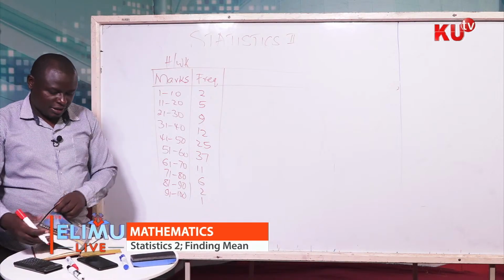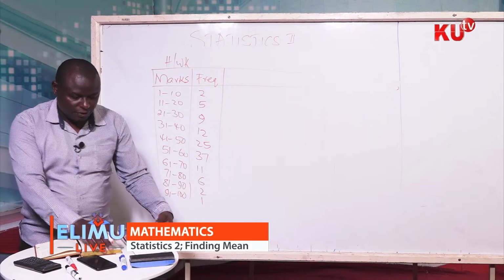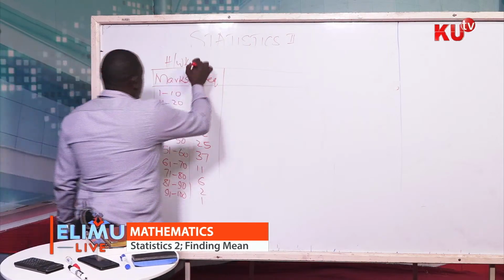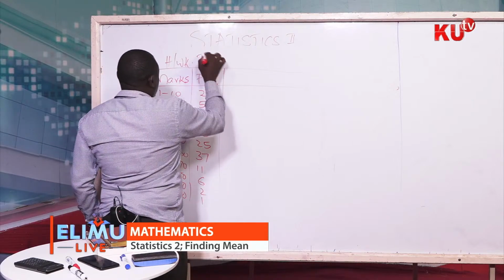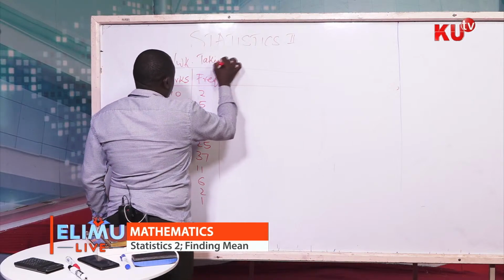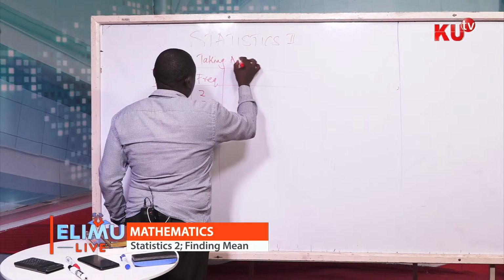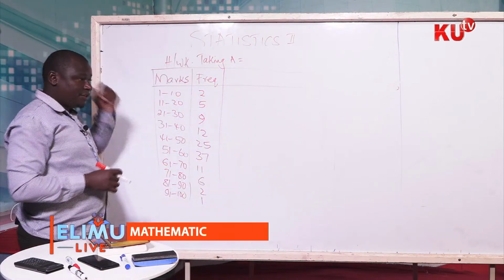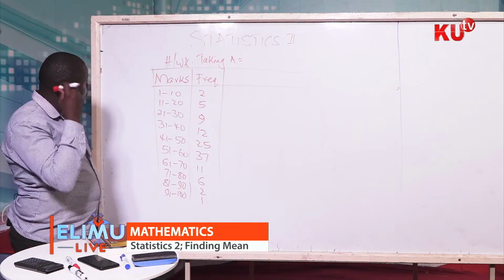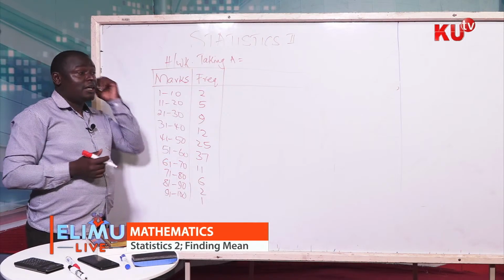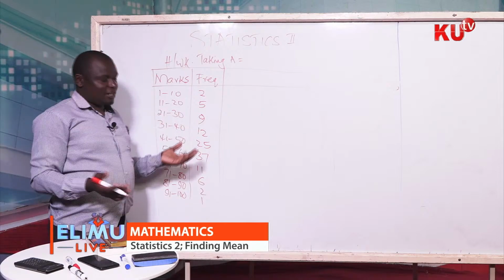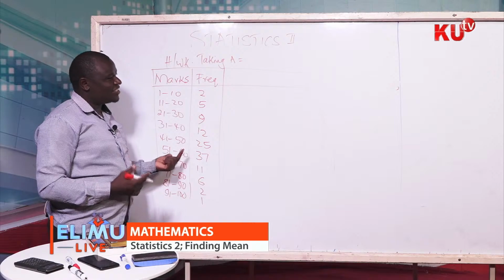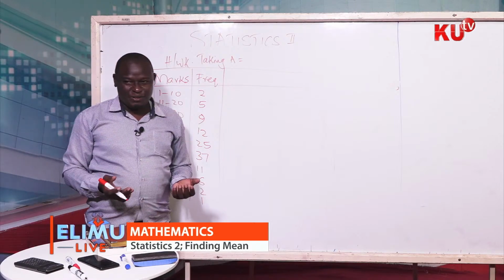Their marks in the English exam were as follows. Then the question is, taking A as the assumed mean. By the way, as I give this assignment, I need to mention something to do with assumed mean. It is any mark. But again, you can't take 1 as assumed mean. That wouldn't look wise of you.